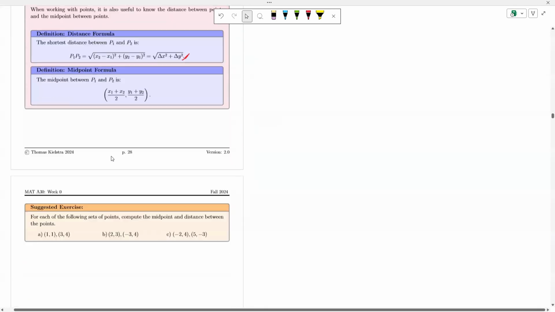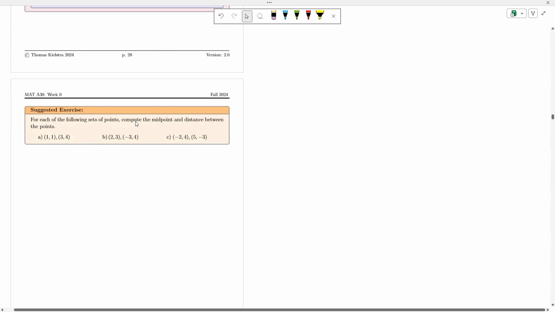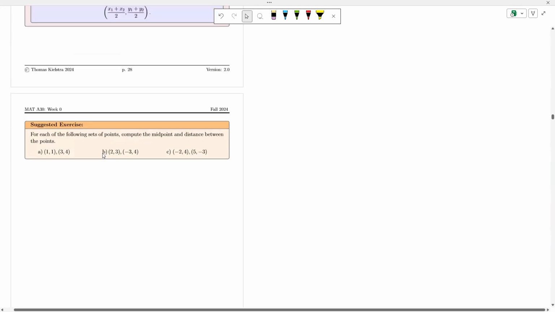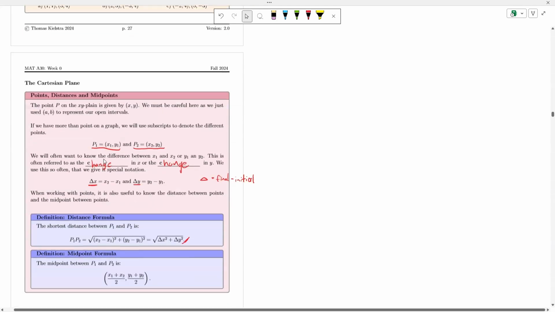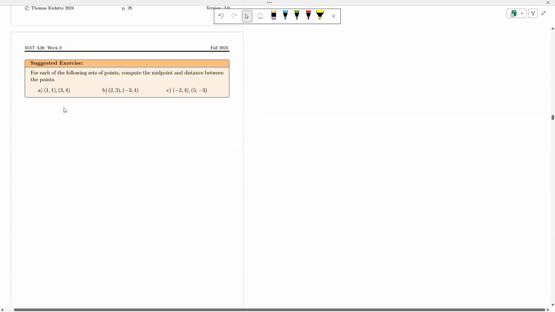So for a suggested exercise, for each of the following points, compute the midpoints and the distance between the points. We're just going to do the first one together. So the distance between P1, P2 is equal to the square root of (3 minus 1) squared plus (4 minus 1) squared, which equals the square root of 2 squared plus 3 squared, which equals the square root of 4 plus 9, which equals the square root of 13.